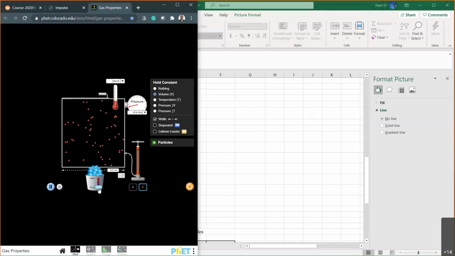I can cool it down all the way to close to absolute zero, I think. It's a simulator. You can go all the way to absolute zero if you want to. So that's the plan, okay? The pressure we need to measure as a function of temperature.